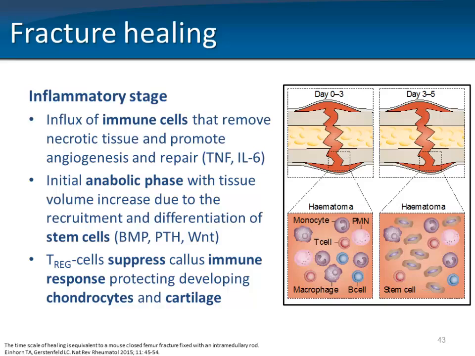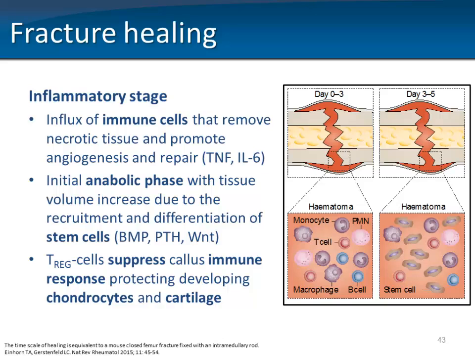You have a massive influx of immune cells, and these immune cells will try to clear up all the dead material, the necrotic tissue, and they will start the process of repair, by promoting cytokines that will promote angiogenesis and tissue repair. And this is an anabolic phase, so it means that the bone gains volume and the tissue mass increases, because of the influx of stem cells and local mediators.